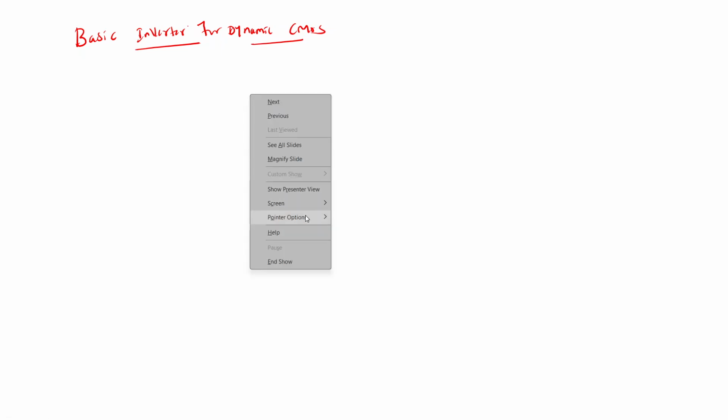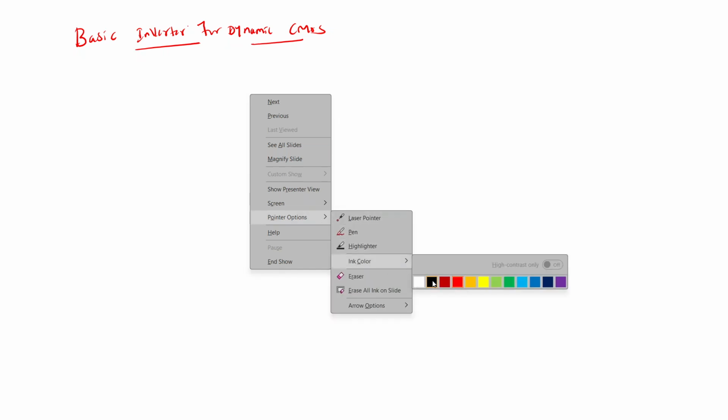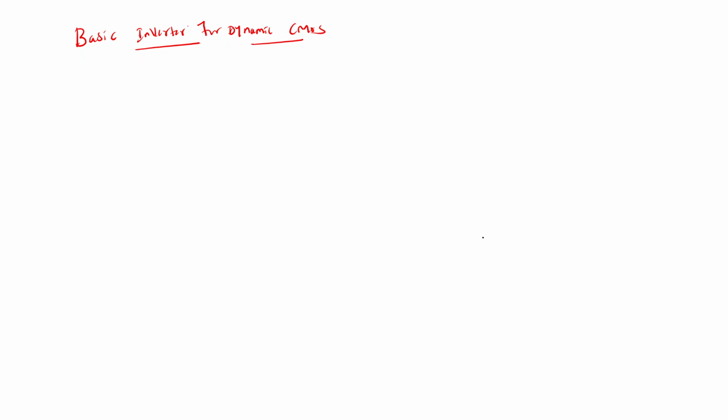Next, suppose I want to draw the basic inverter for dynamic CMOS. If you see the basic inverter for dynamic CMOS, how will it look like? We are having one NMOS and one PMOS as gated, where you are giving a gated clock.